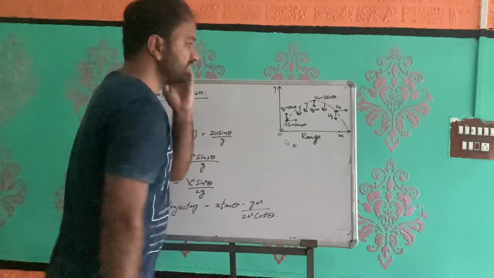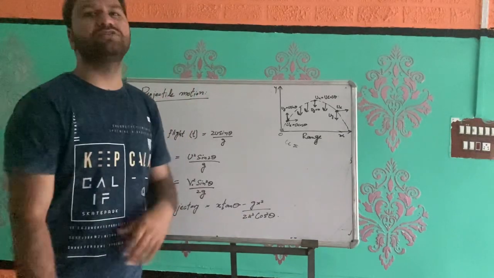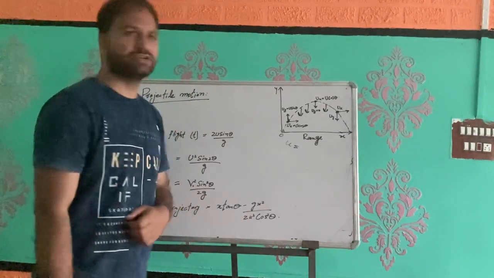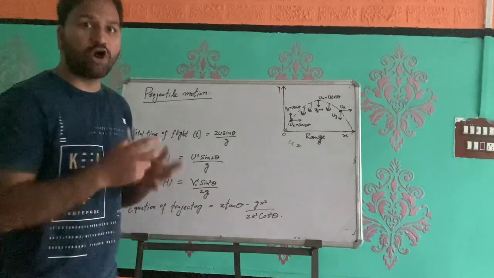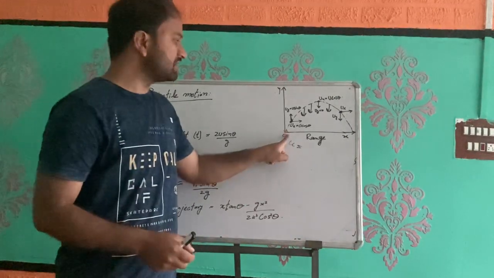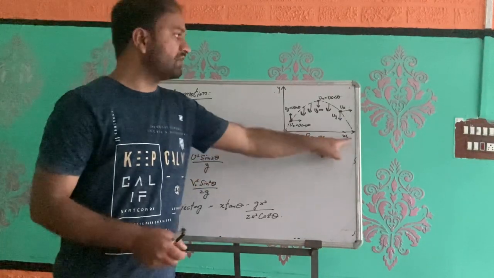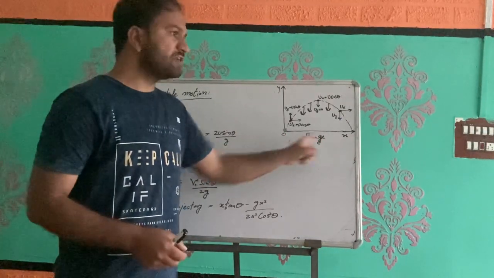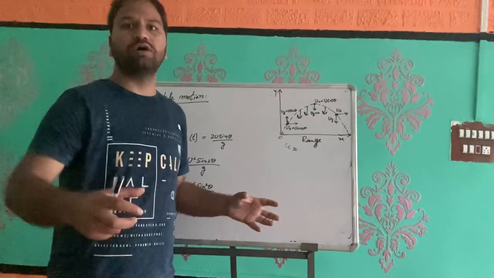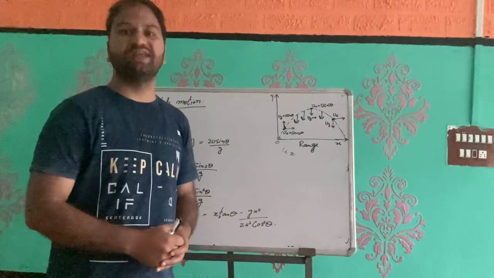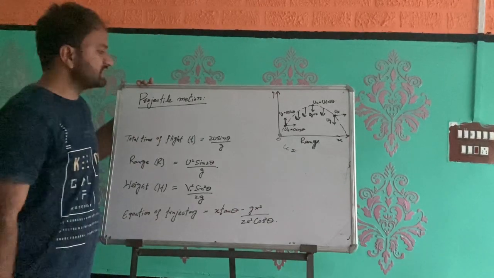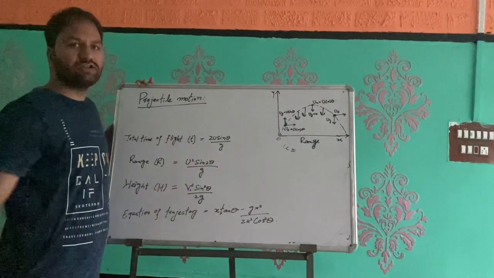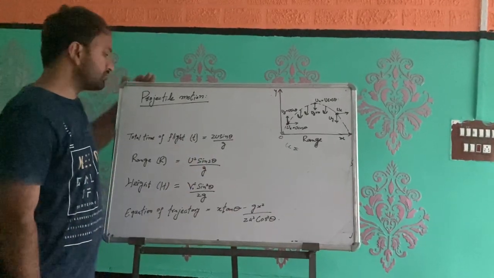So let me discuss other things. What are the parameters we are discussing in projectile motion? First and foremost, the time of flight, that is how much time this object will take from the origin to the final point, to cross the whole range. This time of flight is given as 2u sin theta divided by g, where u is the initial velocity provided to the object.